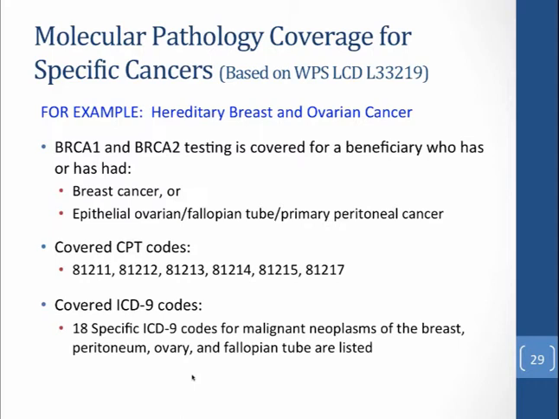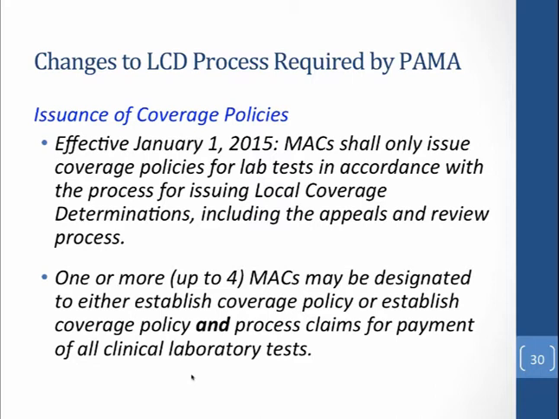Now, this policy does not include any of the new codes because it was written prior to that and hasn't been updated yet. So at this stage, it has only the individual genes that they considered covered. And then on the diagnosis codes, there are 18 very specific ICD-9 codes that are essentially for malignant neoplasms of these particular anatomic sites.